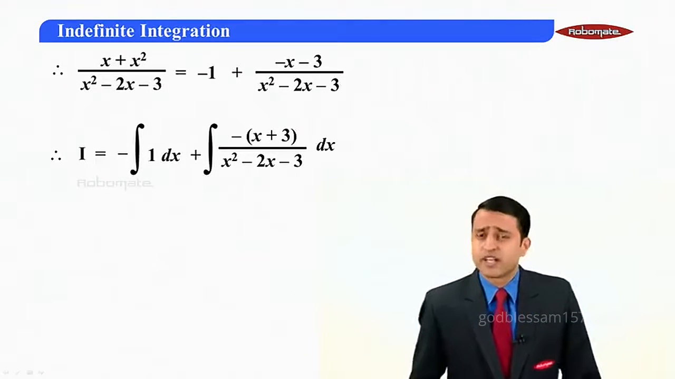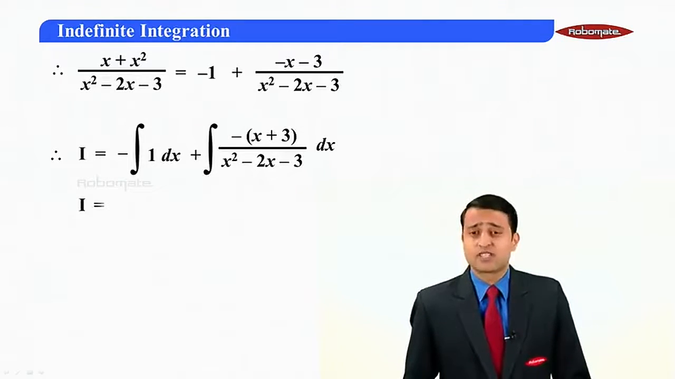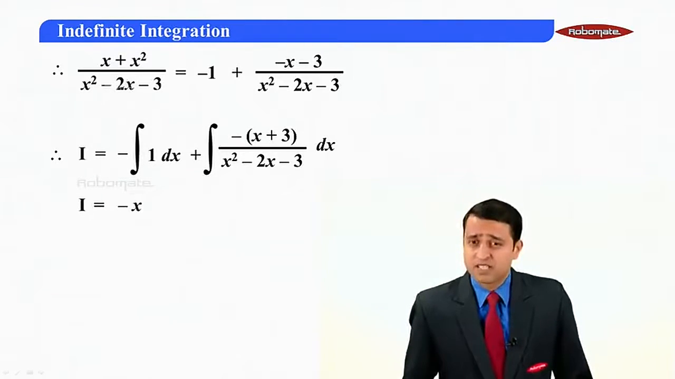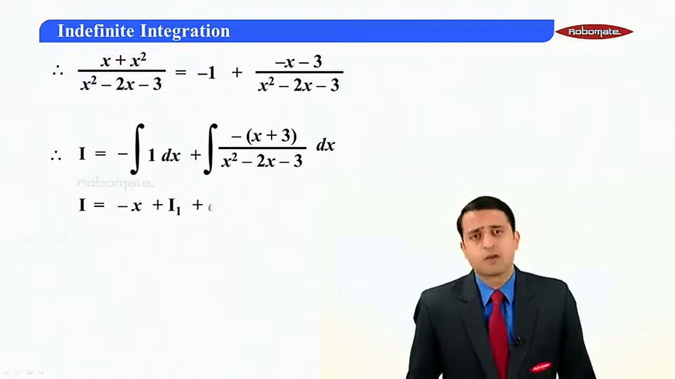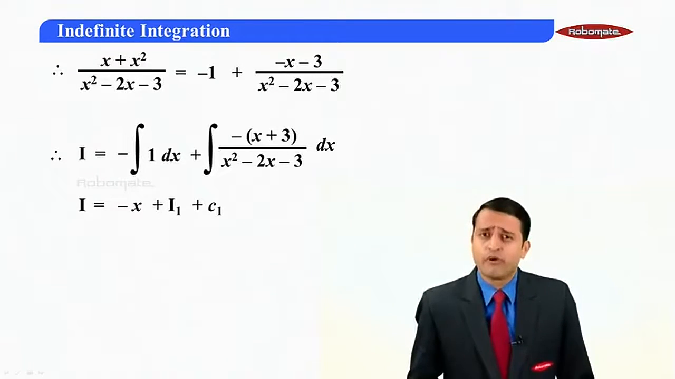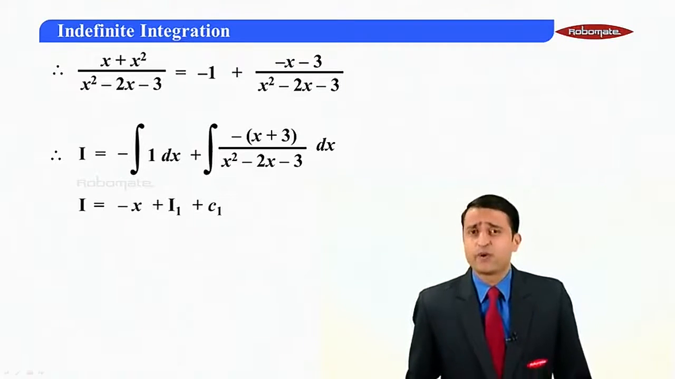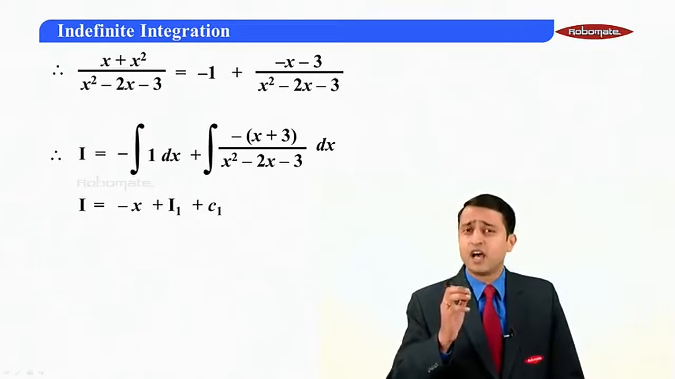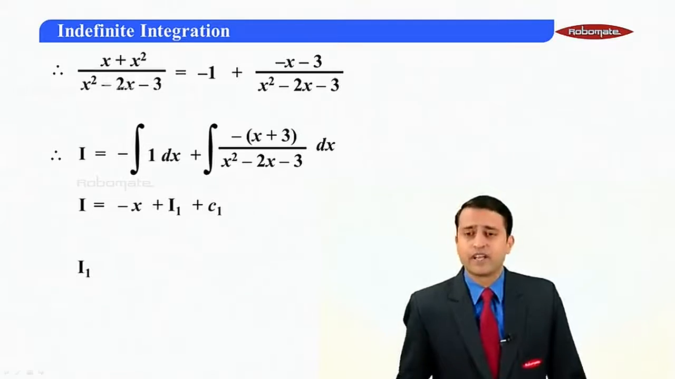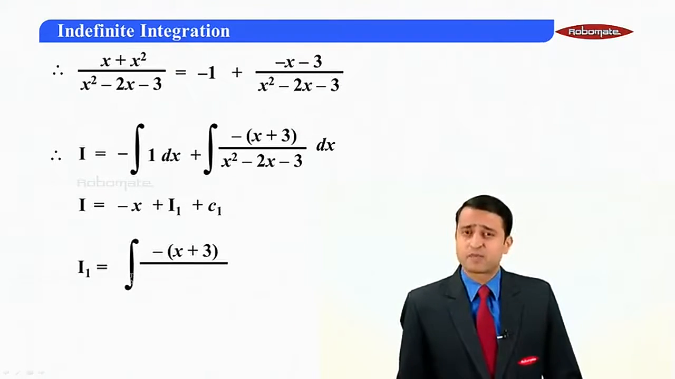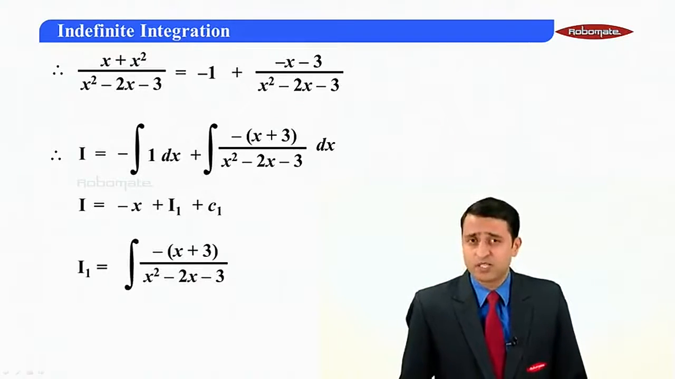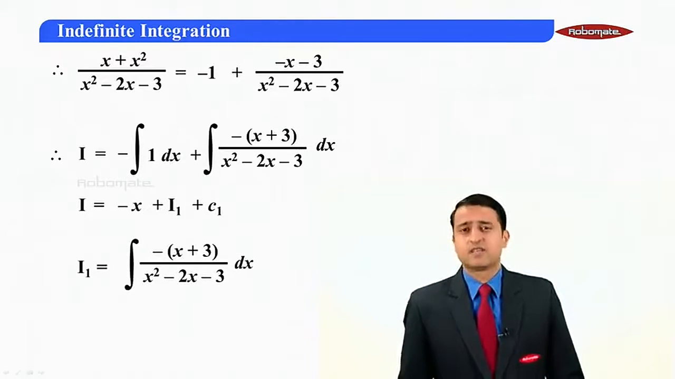Now my dear students, integral 1 is very simple, it's x. So let's write that minus x plus, I will take this integral separately, so I'll write it as I1, plus c1 because integration is over. Now my dear students, what we need to do is find the integral I1. Let's go to find integral I1. What is integral I1 equal to? It's equal to integral of minus (x plus 3) upon (x square minus 2x minus 3) dx.